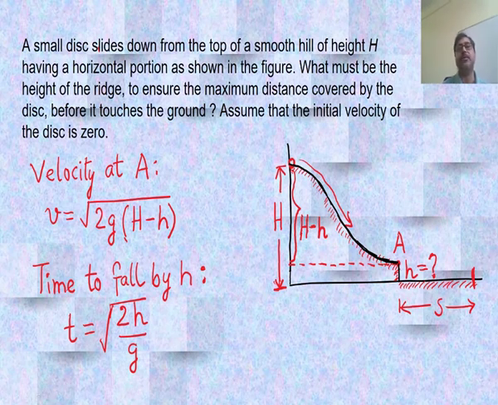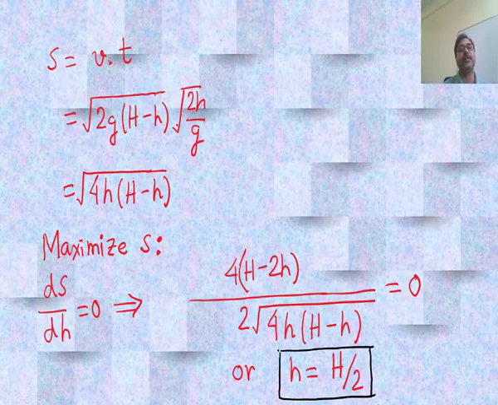So let us try to figure out the horizontal distance capital S for this particular problem. Capital S will be v into t. The v expression is this, and the expression of t is given by this. Simplifying the expression, it becomes this. This is a function of h.